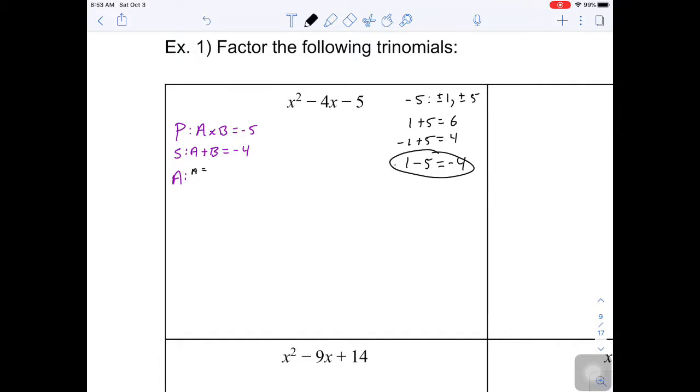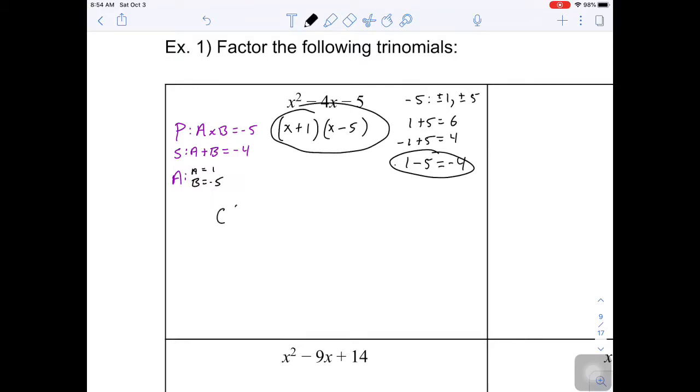My a value could equal positive 1, and my b value could equal negative 5, because 1 times negative 5 gives me negative 5, and 1 plus negative 5 gives me negative 4. Now you take these values and simply plug them into your binomials. Your binomials will have the form x and x, and here we put plus 1, and here we put minus 5. So there's my factored form.